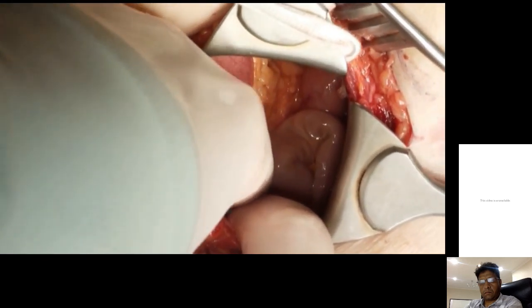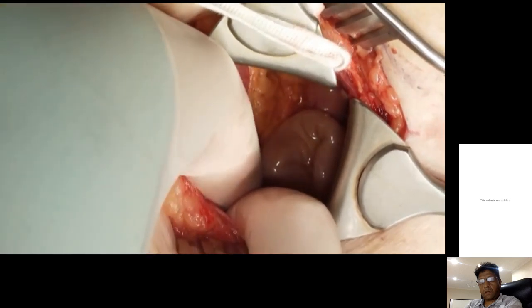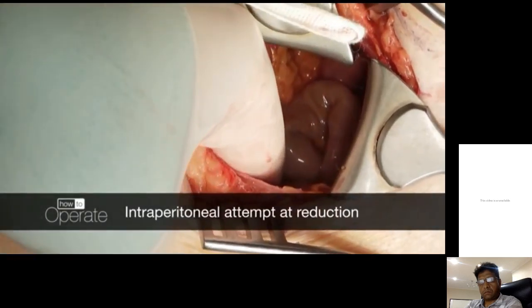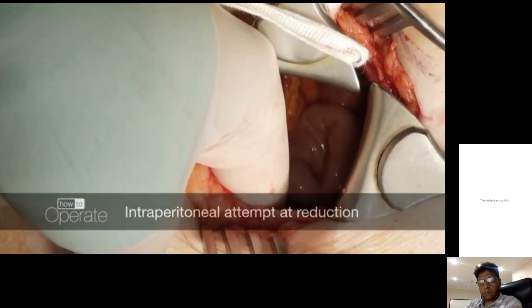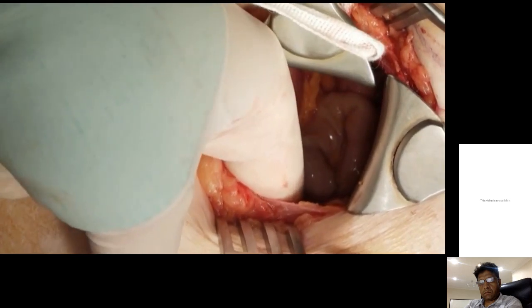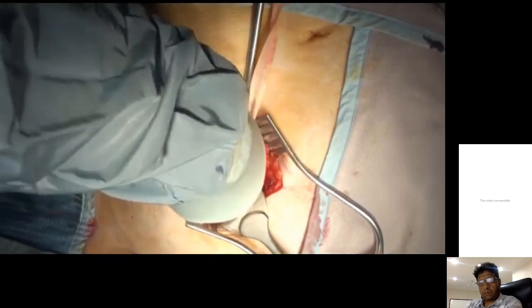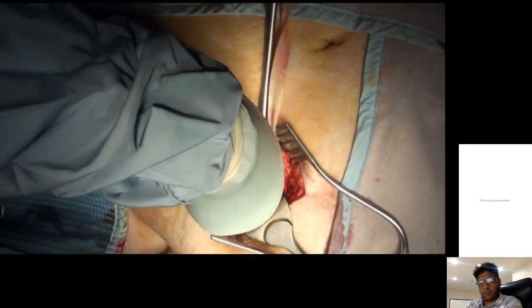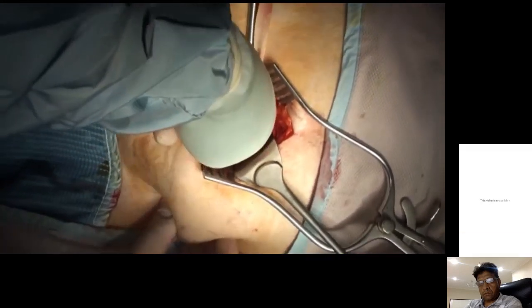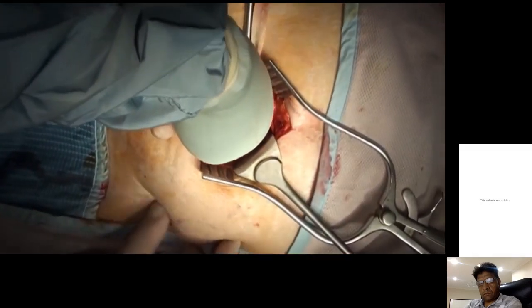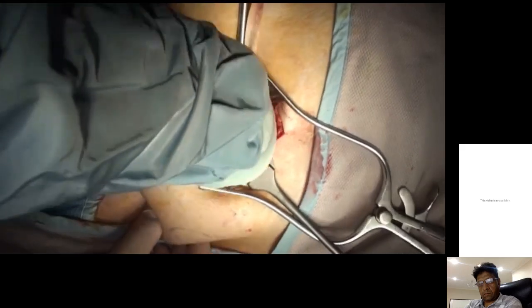I'm just first of all going to try and feel into the femoral canal and just put a little bit of anterior pressure, so that's up on the inguinal ligament, just to try and open up the femoral canal a bit to ease reduction. Sometimes a bit of pressure on the outside helps. Sometimes you can dissect under the skin to this area, we might try that.